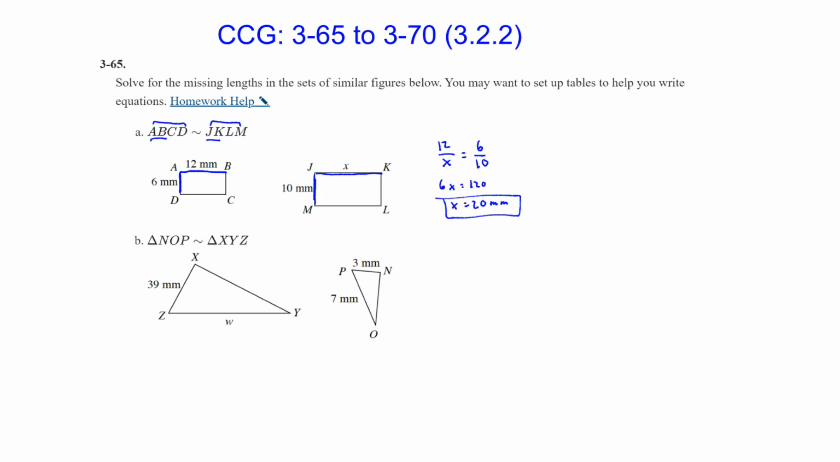All right, on to Part B. We have xz. So xz matches up with np, so that's 3. So we'll do 39 over 3. And then zy, so zy matches up with op, and that represents 7. So it looks like we have w over 7. Once again, we can cross multiply. We get 273, divide by 3, and w is equal to 91 millimeters. Again on this one, remember the units.